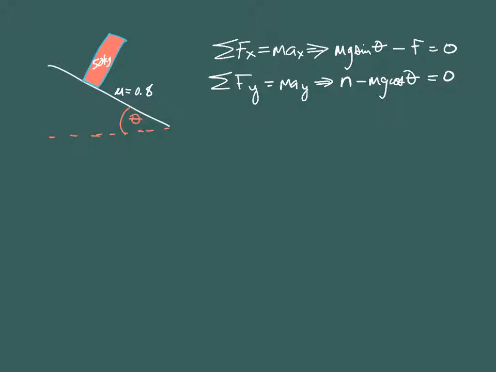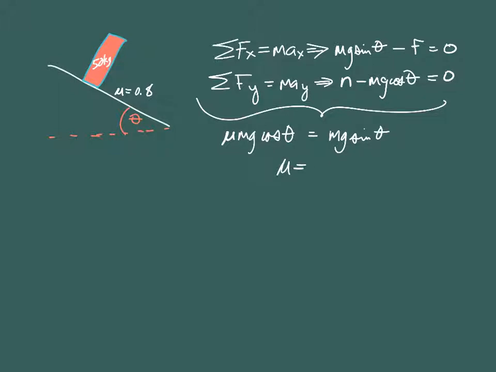All right, and so we go through some rigmarole, and so I'm going to skip to what you can see on the sheet in front of you if you're in class. If you're not in class, hopefully you received the handout. mg cosine theta will end up equaling mg sine theta, and mu ends up being sine theta over cosine theta, which you know to be tangent theta.